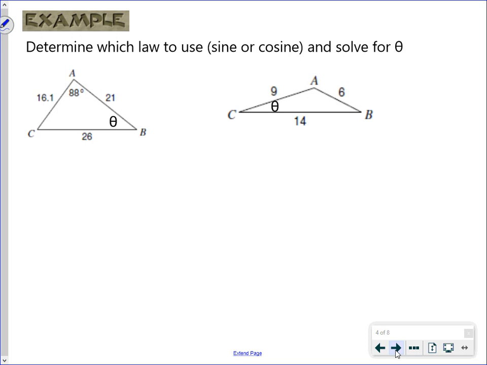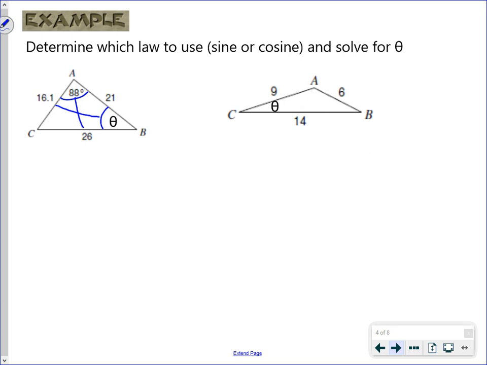In the next example, we have quite a bit of information in this triangle. What we're looking for is the opposite side from the angle. So we have our 88 degrees, and opposite of that is 26. That will be one part of the proportion. Then from our missing angle, we also have an opposite side of 16 degrees. So because we have two sets of opposites, we can use the sine law.